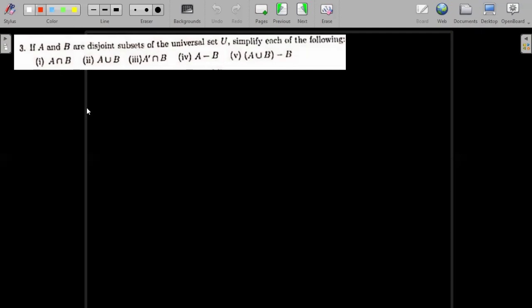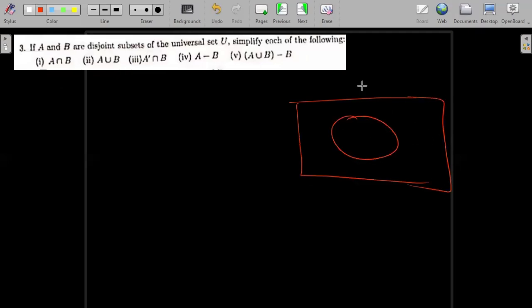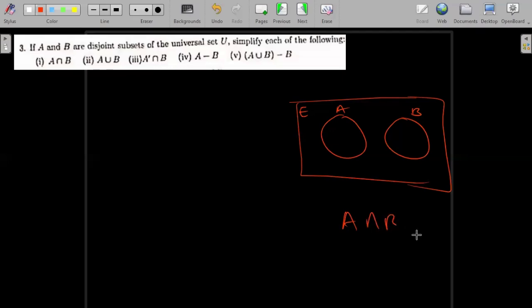And B, they're telling us these are disjoint sets. There are two disjoint sets. So them being disjoint sets, I have one set there and one set there. What they mean is that if they're disjoint sets, A intersect B is just equal to the empty set.